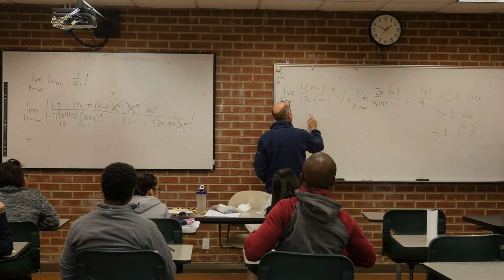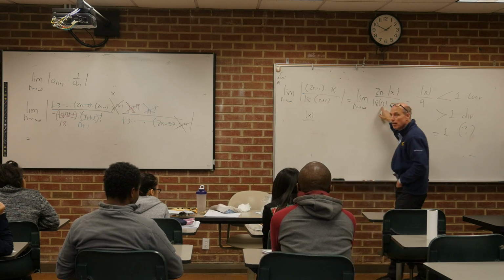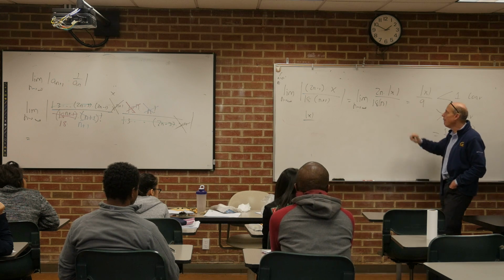Wait, does that say 18 multiplied by 9? On the bottom here, 18 times n. Okay. You see it? Yeah.